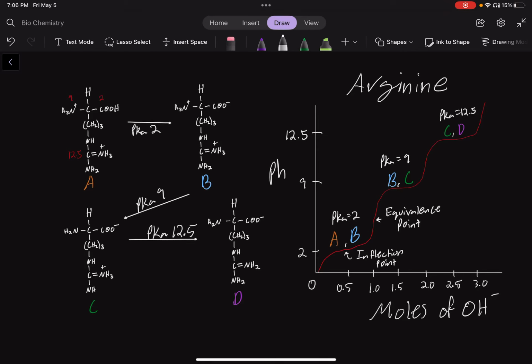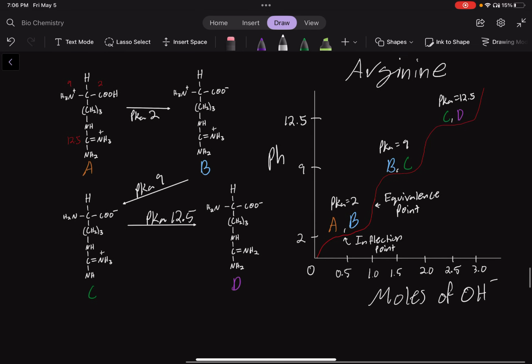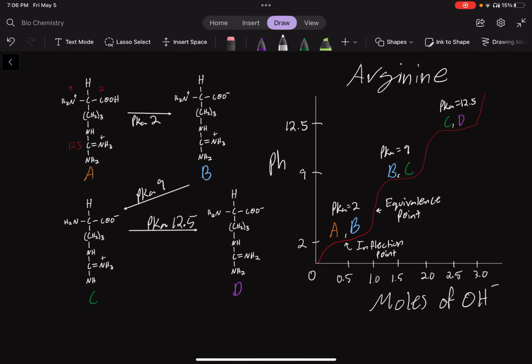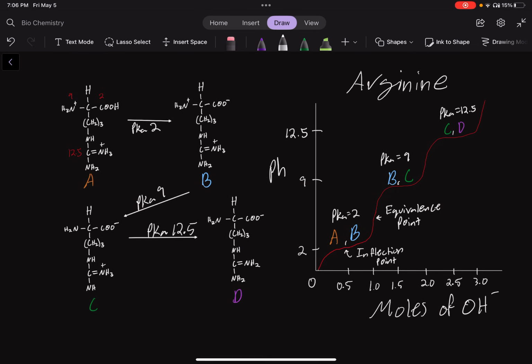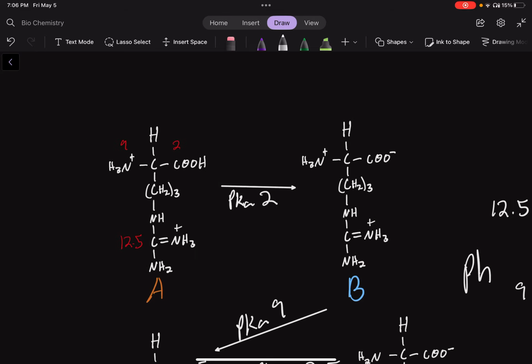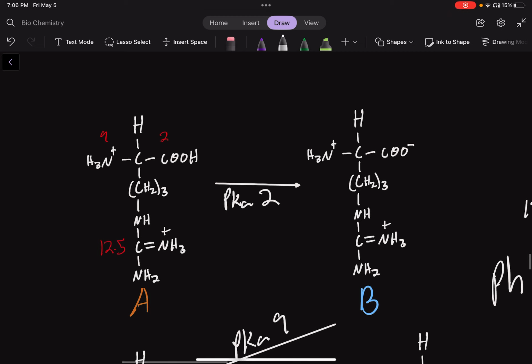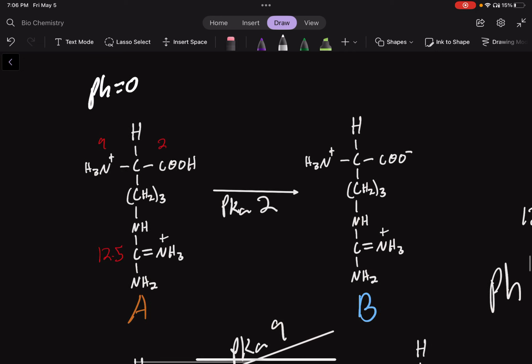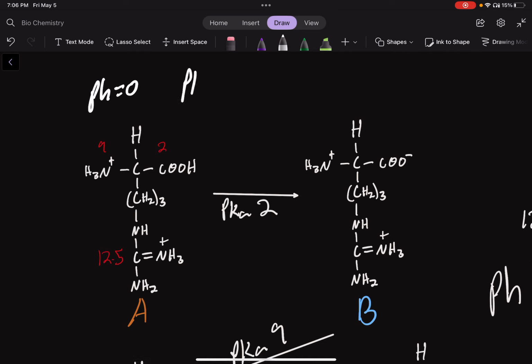So this is going to be a video assignment for assignment 1, the titration of arginine. We begin by seeing the chemical structure of arginine down here at pH 0. At pH 0, we know that the entire molecule is going to be fully protonated, and the pKa values are going to be 2, 9, and 12.5.